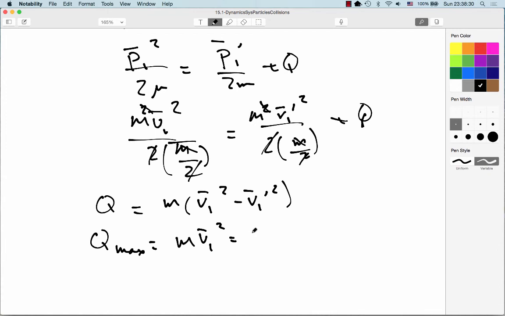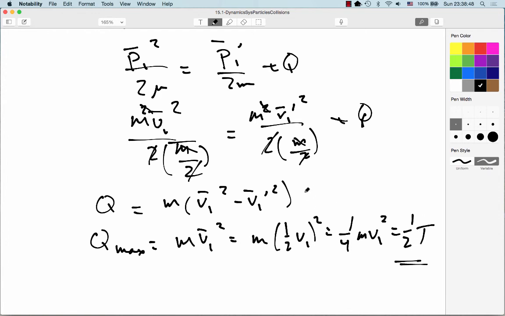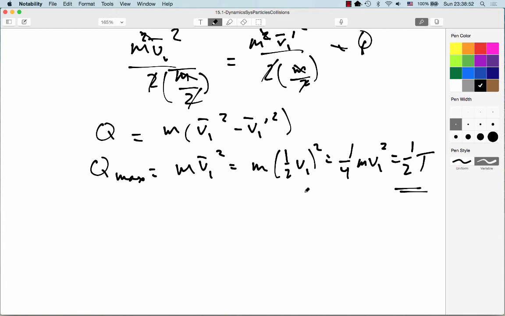If we're colliding off a stationary object, or if we wind up having a totally inelastic collision, sorry. So this would be m times 1 half v1 squared is 1 quarter mv1 squared, or 1 half of the kinetic energy. So the moral of the story here is in a fixed target experiment, you waste half the energy in recoil. That's all right at lower energies, and there's some advantages. So a lot of nuclear experiments are still done this way. But for high energy particle physics, that's just an utterly unacceptable loss when you're talking about hooking up your accelerator to basically the output of an entire nuclear reactor just to keep it going.